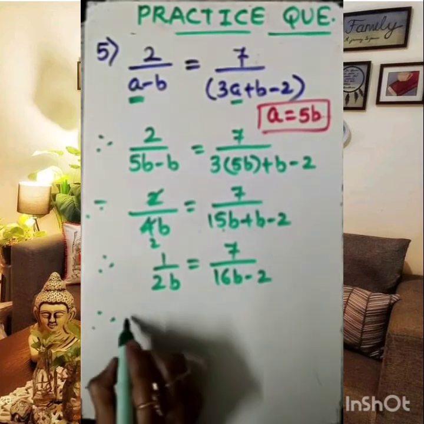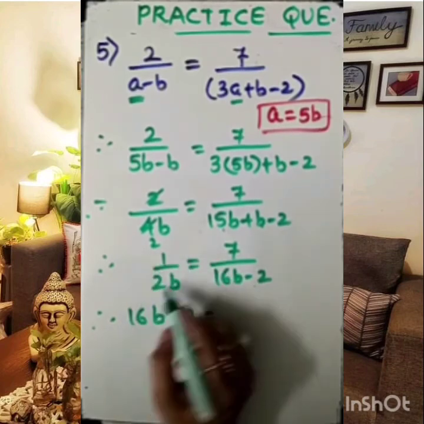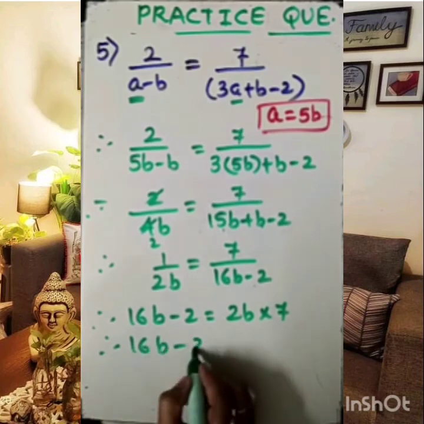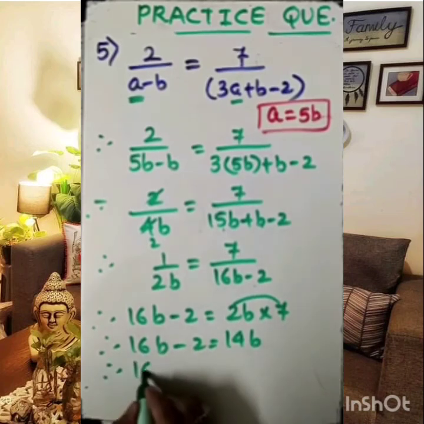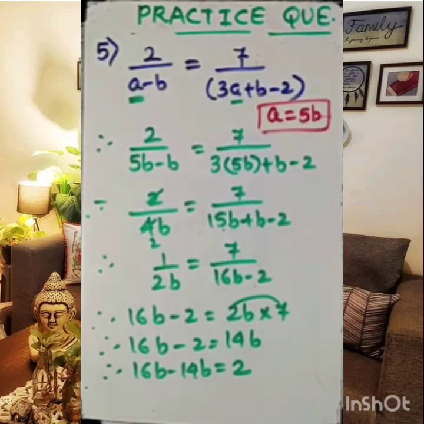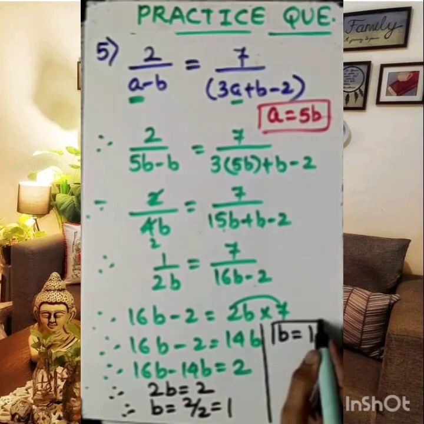So we need to do cross multiplication. 16b minus 2 is multiplied to this side, and 2b into 7 is 14b. Let me bring 14b to this side, so it is minus 14b, and this 2 to that side, so it is plus 2. 16b minus 14b is 2b. Agree? 2b equals 2. Therefore b equals 2 by 2, that is 1. Finally, the value of b we got is 1. This is one of the answers.